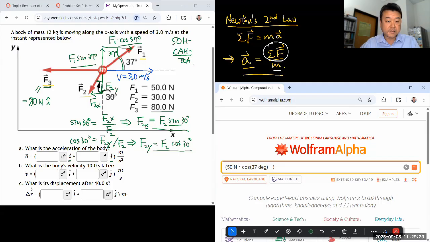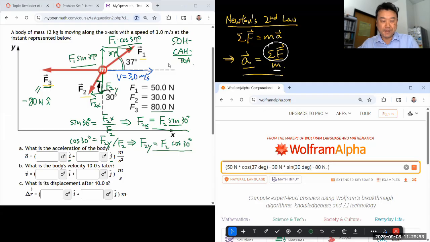The f2x, it's going in the negative direction, so I'll say minus 30 Newton times the sine of 30 degrees. And then still minding the directions, f3, it's minus 80, just the whole thing, minus 80 Newton is equal to, not equal to yet. I need to do the y component.